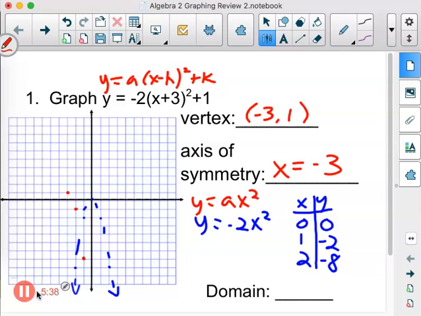And I'm going to put on my new axis of symmetry because that'll make it easy to get the second half of this graph. So there's my axis of symmetry at x equals negative 3. And I just go equal but opposite on the other side, and that will be solid.